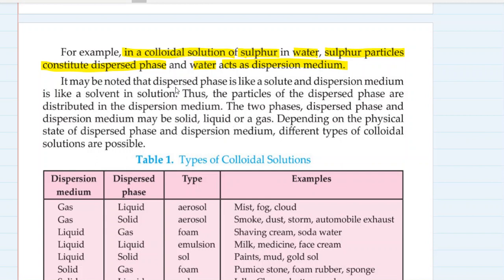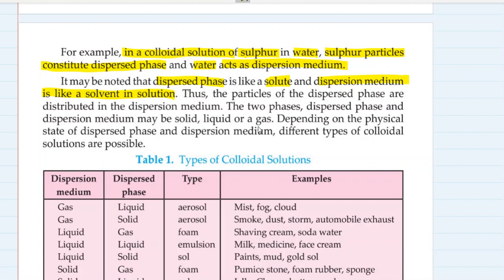It may be noted that dispersed phase is like solute and dispersion medium is like a solvent in a solution. So in colloid, we don't call it solute and solvent. In colloidal solution, we call it dispersed phase and dispersion medium. Remember that. Thus, the particles of dispersed phase are distributed in dispersion medium.